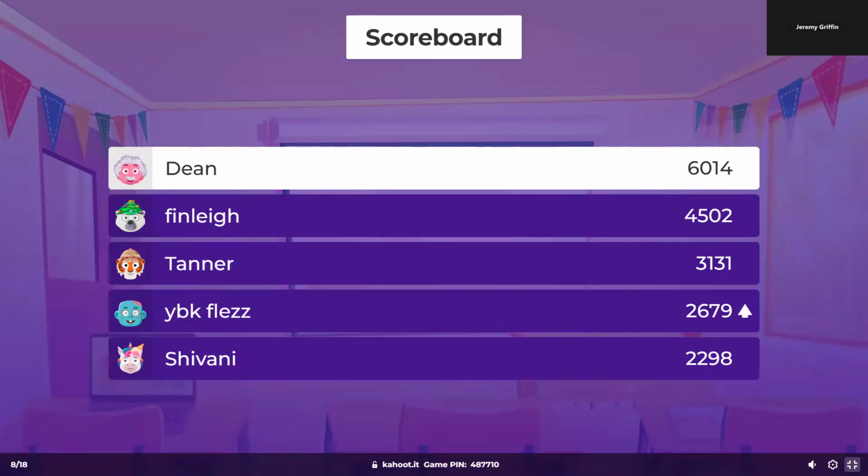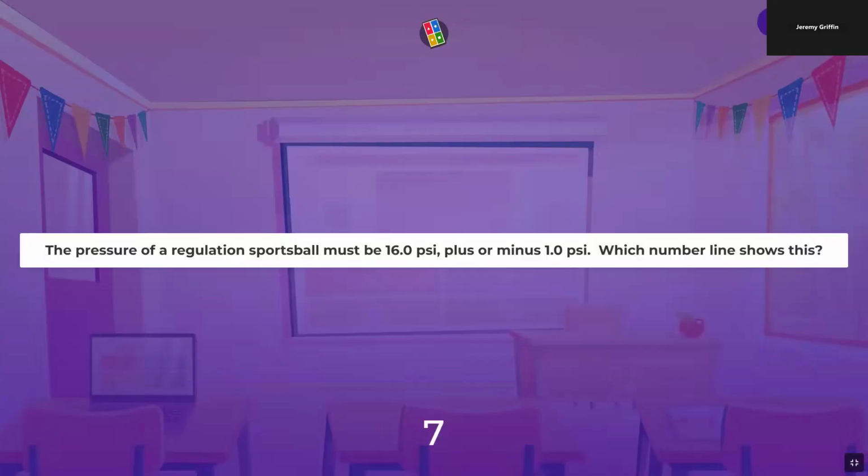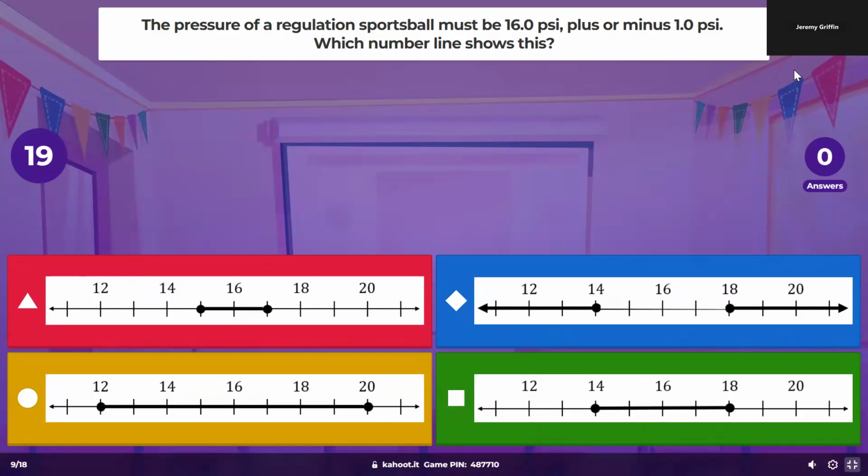Right, Shivani, Flez, Tanner, Finley, Dean. The pressure of a regulation sports ball must be 16 pounds per square inch plus or minus 1 psi. What's the number line for that scenario? So you can have 16 psi in a sports ball. Or you could have 1 more or 1 less, but that's all. It's gotta be somewhere in that range. What would be a valid sports ball pressure?